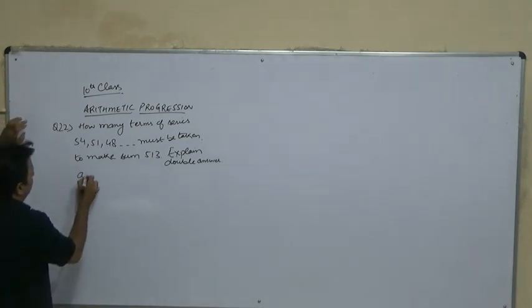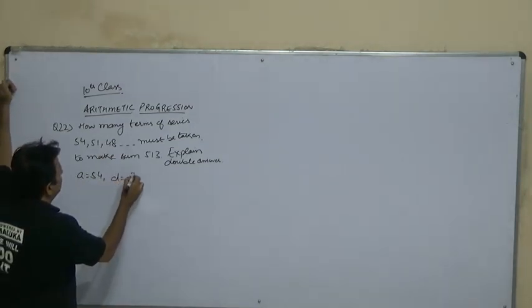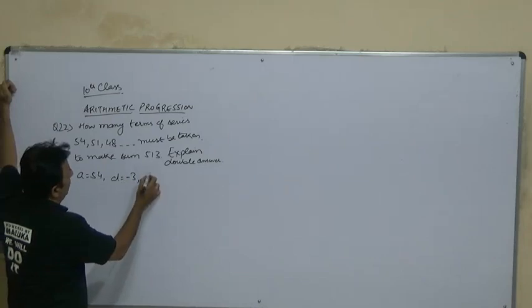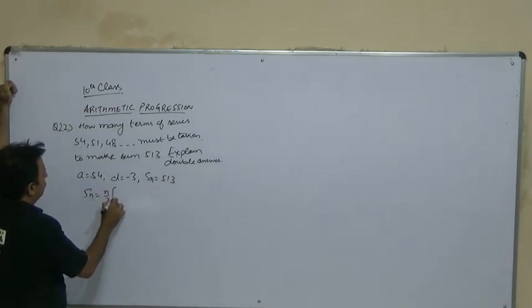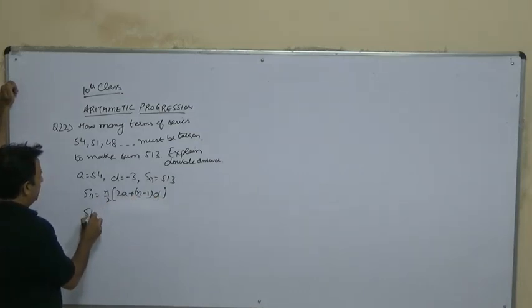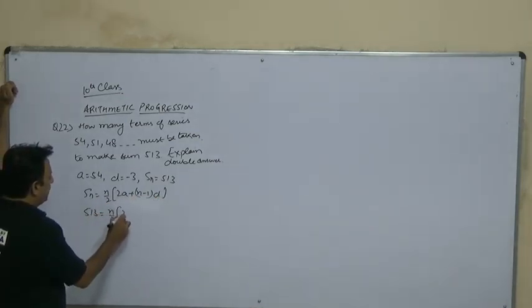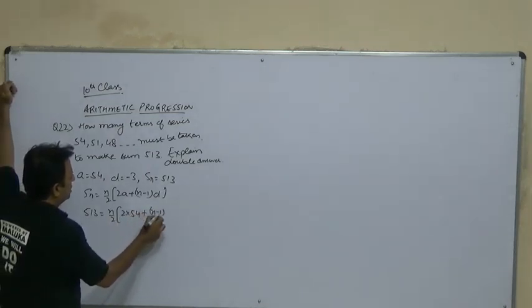We want to find the value of n which must be there so that the number of terms taken together, sum must be equal to 513. So what is the value of a here? A will be equal to 54 and d will be equal to -3, and n we want to find, Sn is given as 513. Sn we know is n by 2 into 2a plus n minus 1 into d. So Sn is 513, n by 2, and we want to find 2 into value of a is 54 plus n minus 1 into d is -3.